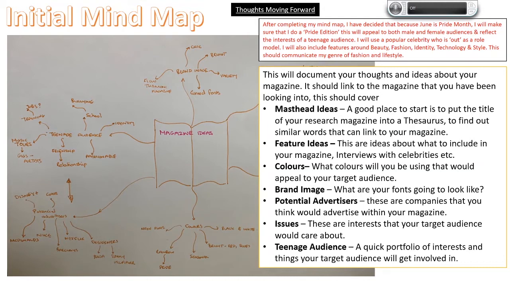moving forward. So after completing my mind map, I've decided that because June is Pride Month, I'll make sure that I do a Pride edition. This will appeal to both male and female audiences and reflect the interests of a teenage audience. I'll make sure that I use a popular celebrity who is out as a positive role model that would appeal to my audience, and it will also include features around beauty, fashion, identity, technology and style. This should communicate the idea of fashion and lifestyle.